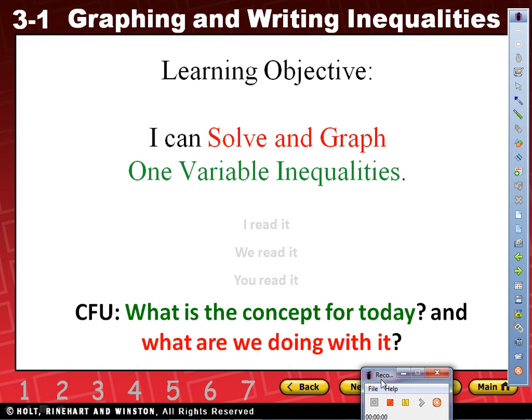All right, here we go. Our objective for today: I can solve and graph one variable inequalities. We already started yesterday with the first part, and we know what one variable inequalities are.